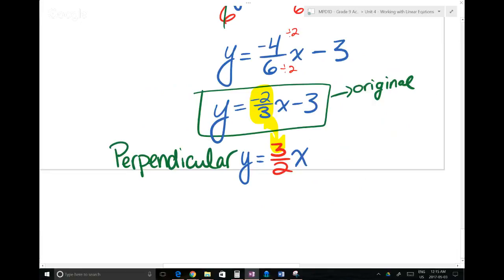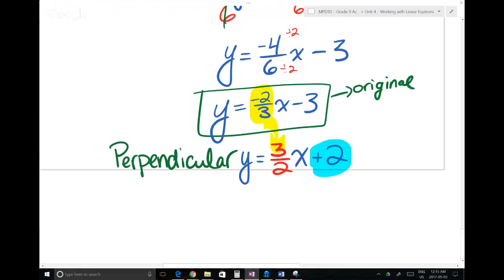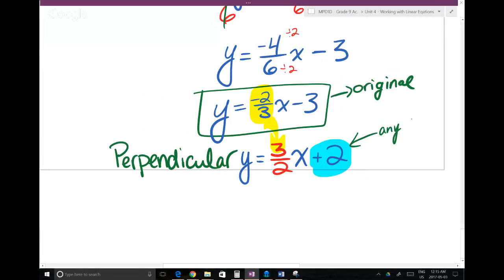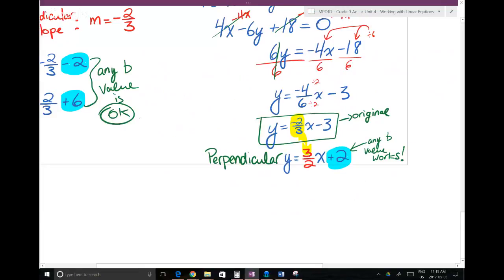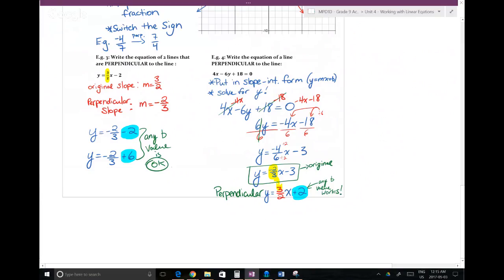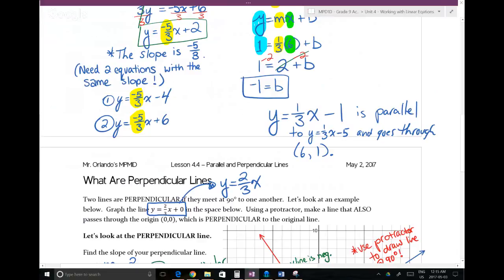And then any b value will do. I'm going to say plus 2. But again, the actual b value doesn't change whether it's perpendicular or not. So in this case, any b value works, because I didn't tell you the specific line I wanted. I just said any perpendicular line. So as long as we make the slope a negative reciprocal, any b value gives us that perpendicular line. And there we go. That's today's lesson. And your supply teacher is going to do a little bit of homework. And have fun with it. Good luck.